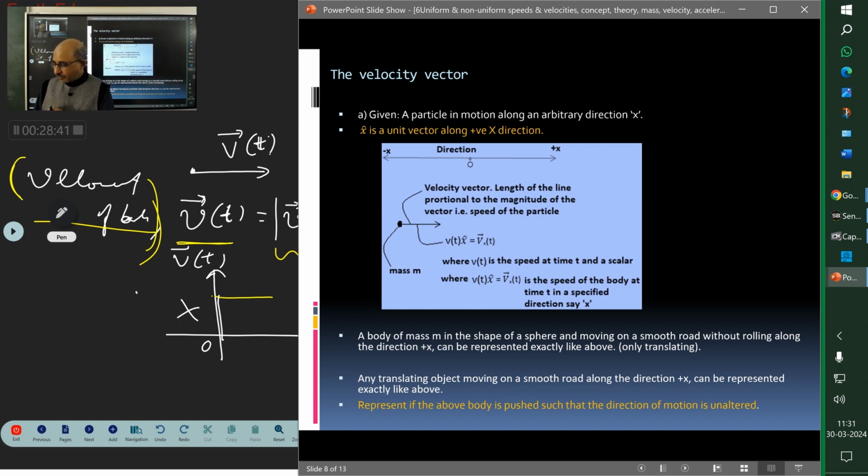And then I have written here V(t) x cap is equal to V bar suffix x of t. These are different ways by which it can be represented. Already I have discussed this with you. Understand? V bar x of t means what? I am talking about the x component of the velocity, where V(t) is the speed at time t, the speed of the body at that instant of time. Already I have discussed this. I am just showing it more formally here. A body of mass m in the shape of a sphere, going on a smooth road without rolling along the direction, can be represented exactly like above.